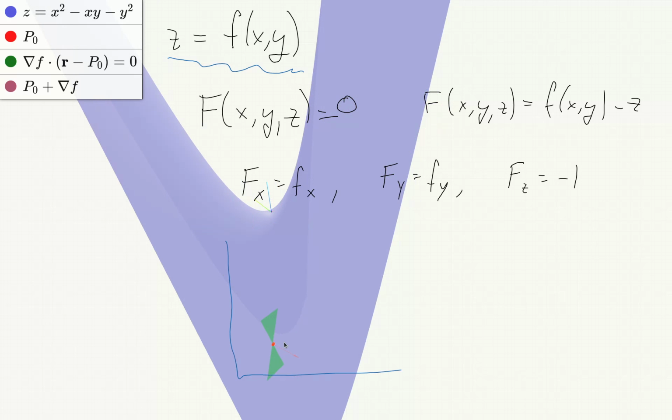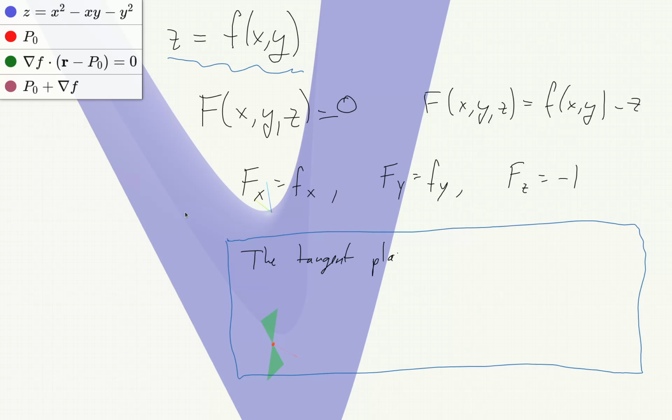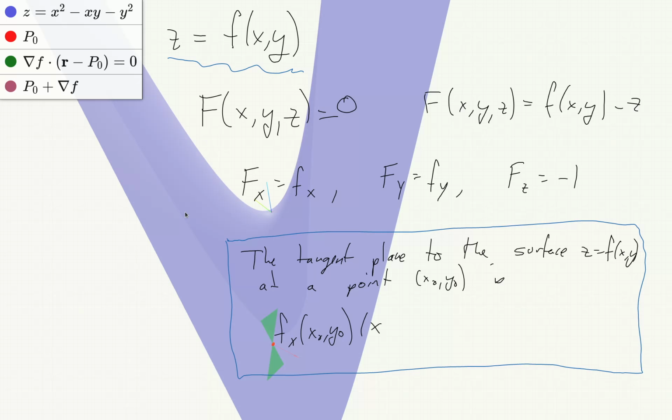So the tangent plane to the surface z equals f of x, y at a point x0, y0 is fx(x0, y0)(x minus x0) plus fy(x0, y0)(y minus y0) and then minus (z minus z0) is equal to 0.